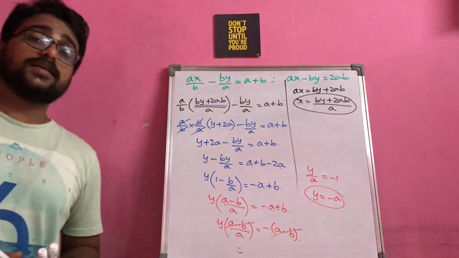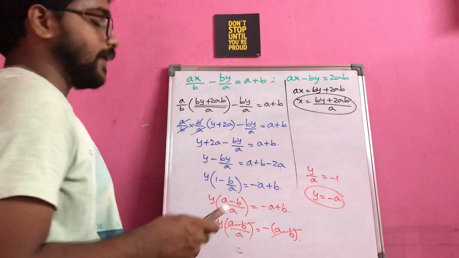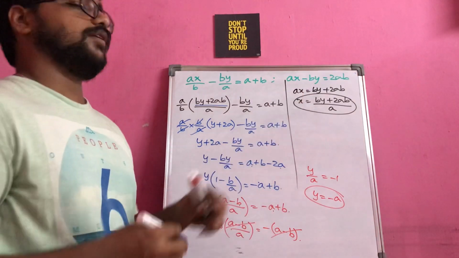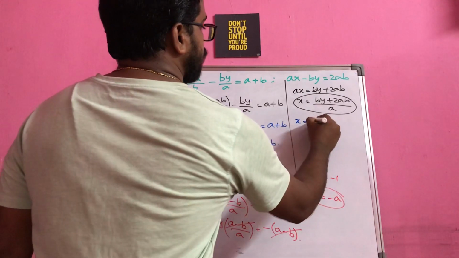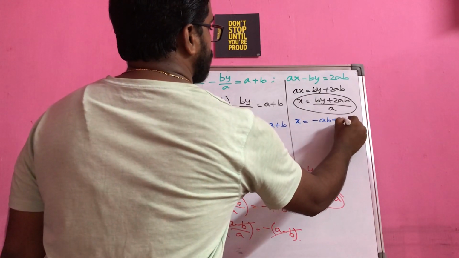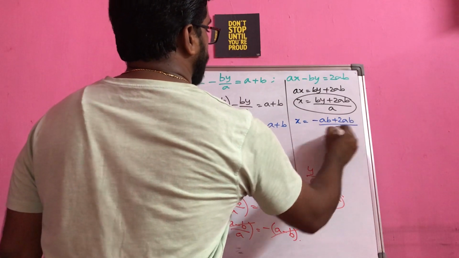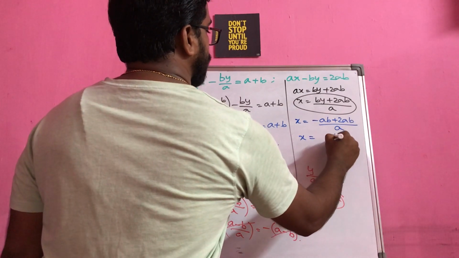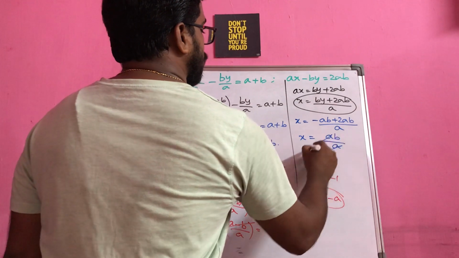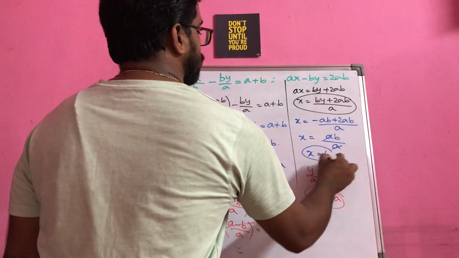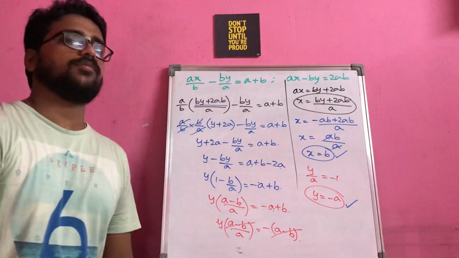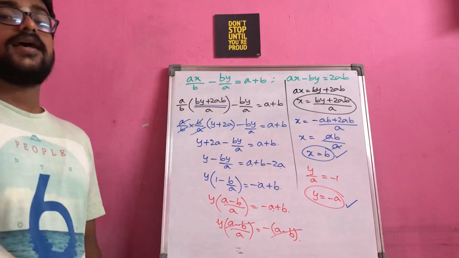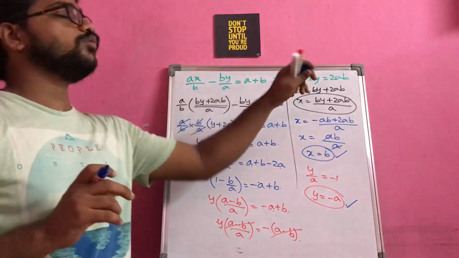So next thing is you have to find out the value of X here by substituting the Y value here. So let us do that. Y value we are getting minus A. So it is minus AB plus 2AB by A. So X is equal to AB divided by A. You are getting X is equal to B and Y is equal to minus A. That is your required solution of these two equations.